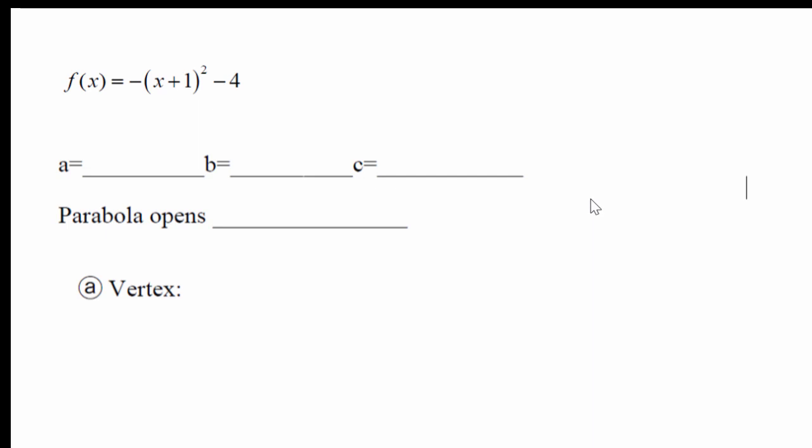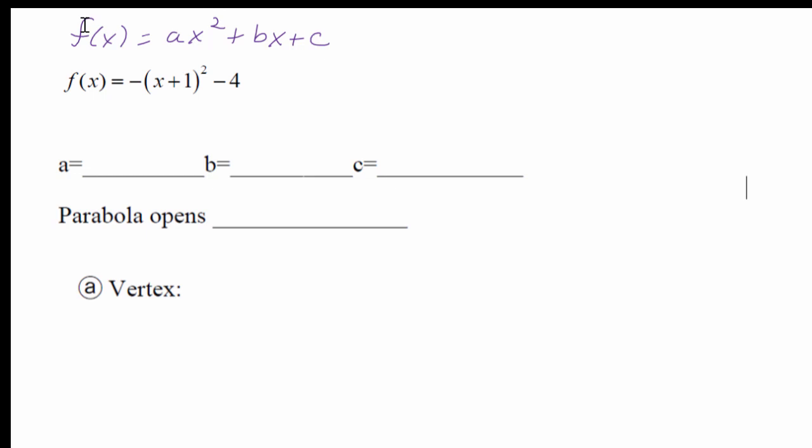So to continue our work with graphing quadratic equations, take a look at this function. This function, f of x equals negative quantity x plus 1 squared minus 4, is a quadratic equation, but it's not in the form that we've been used to working in, right? So we've been working with functions that look like f of x equals ax squared plus bx plus c. And this function doesn't look like that. However, this function is in another special form of a quadratic function. And I want to introduce you to that now.